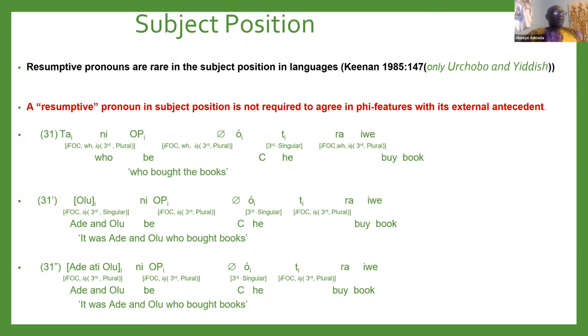So now I return to subject resumptive pronouns because this is what I will spend most of the time on today, if I still have time on the clock. For subject resumptive pronouns, this is not something very common in the literature on resumption. It's said actually to be rare for languages to use subject resumptive pronouns, especially in local subject positions. As reported in Kayne 1985, as of then, only Uchobo and Yiddish were found to use subject resumptive pronouns. But I can tell from my look at the data available so far that there are many more languages that actually do use subject resumptive pronouns.